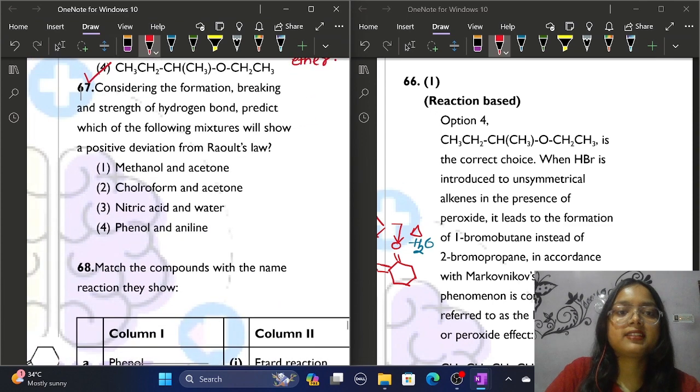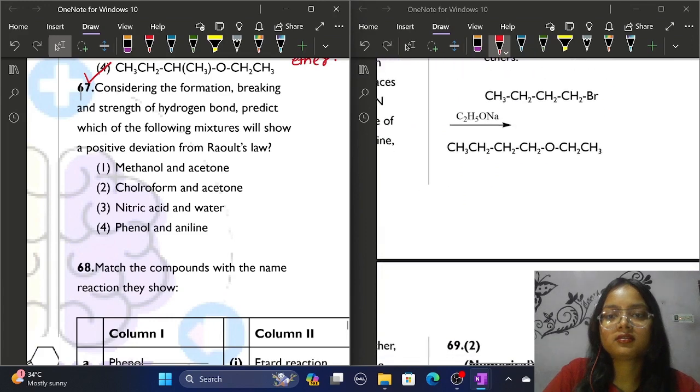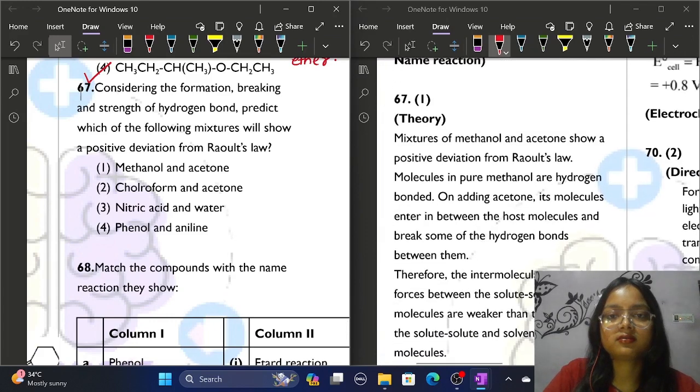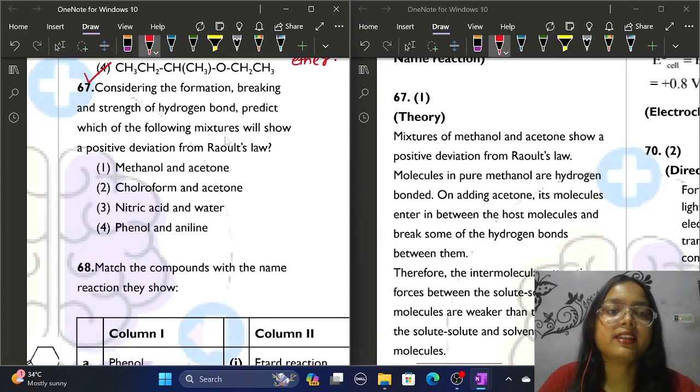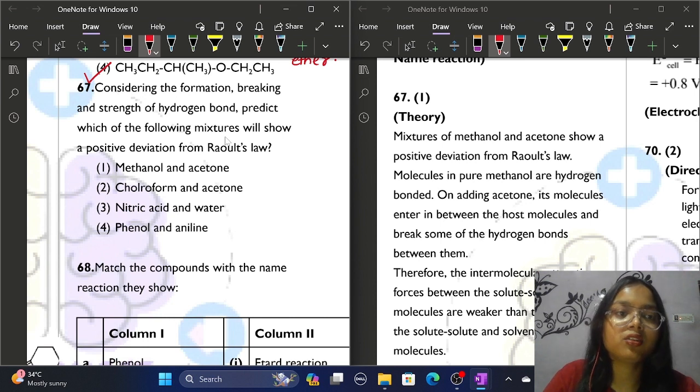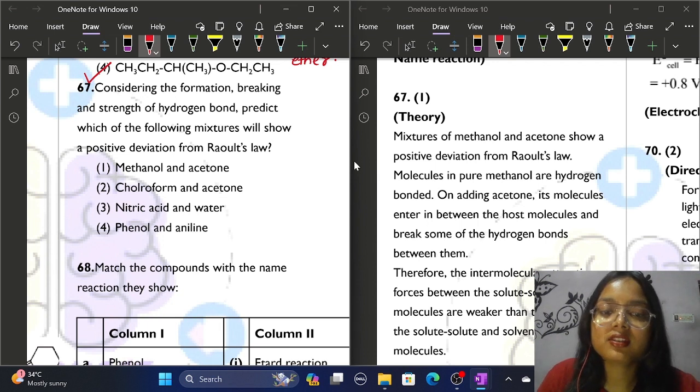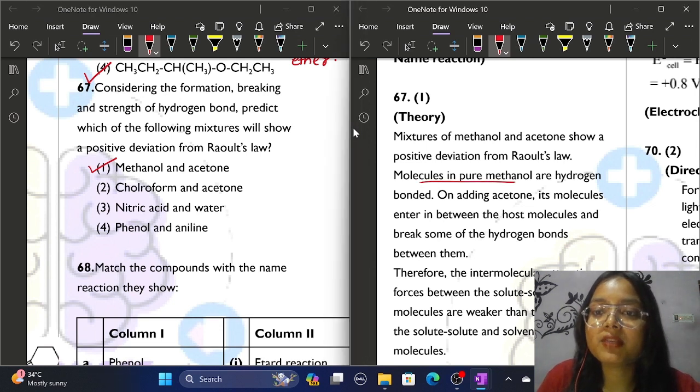For question number 67, considering the formation, breaking and strength of hydrogen bond, predict which of the following mixtures will show a positive deviation from Raoult's law. The answer will be the first one, so let's discuss it. The molecules in pure methanol are hydrogen bonded.